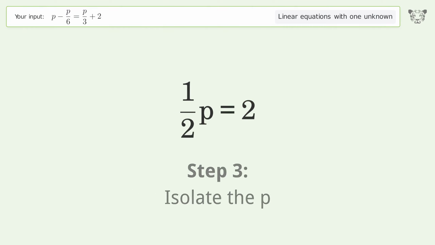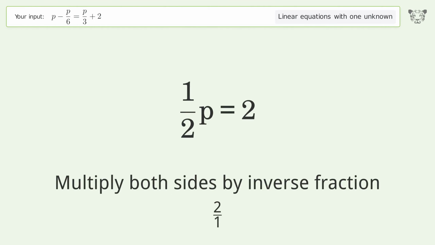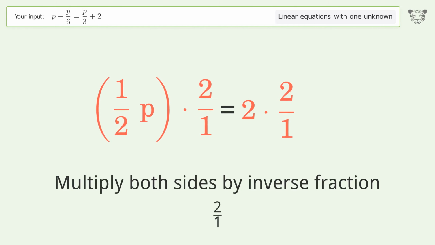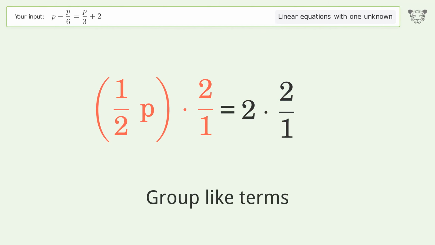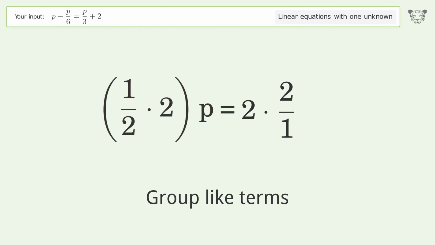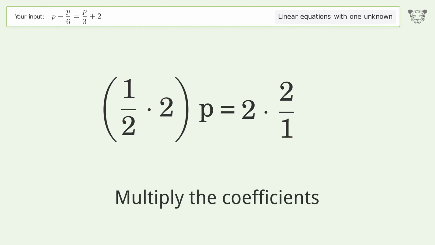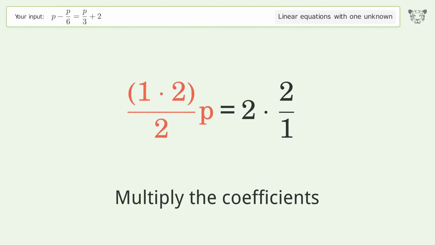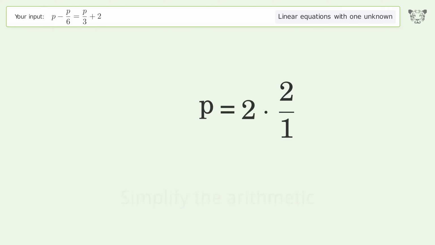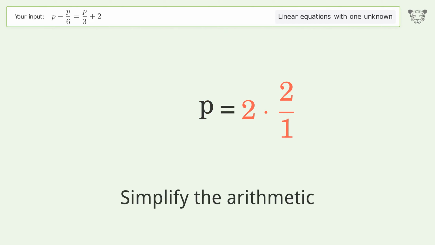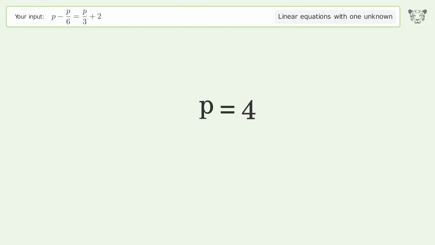Isolate the p. Multiply both sides by inverse fraction 2 over 1. Group like terms. Multiply the coefficients. Simplify the fraction. Simplify the arithmetic. And so the final result is p equals 4.